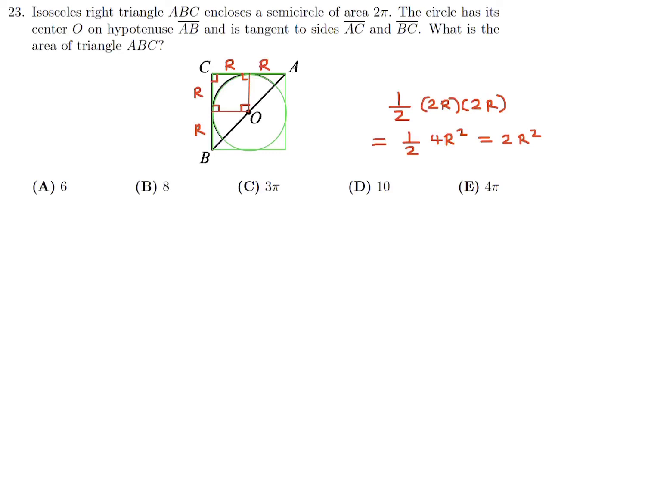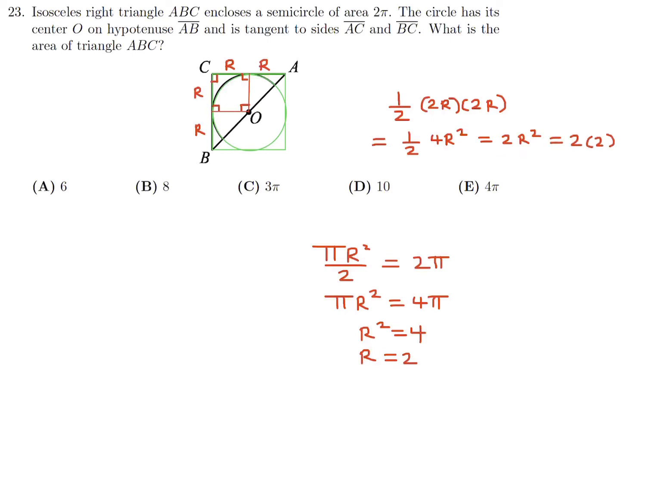But that's not a problem because they tell you that the semicircle has an area of 2 pi. So pi r squared divided by 2, it's a semicircle, is 2 pi. So pi r squared is equal to 4 pi. And therefore r squared is equal to 4. And therefore r is equal to 2. All right, plug that back into this guy here. 2 times 2 squared. That gives me 2 times 4, which is 8. And therefore, number 23, the answer is B.